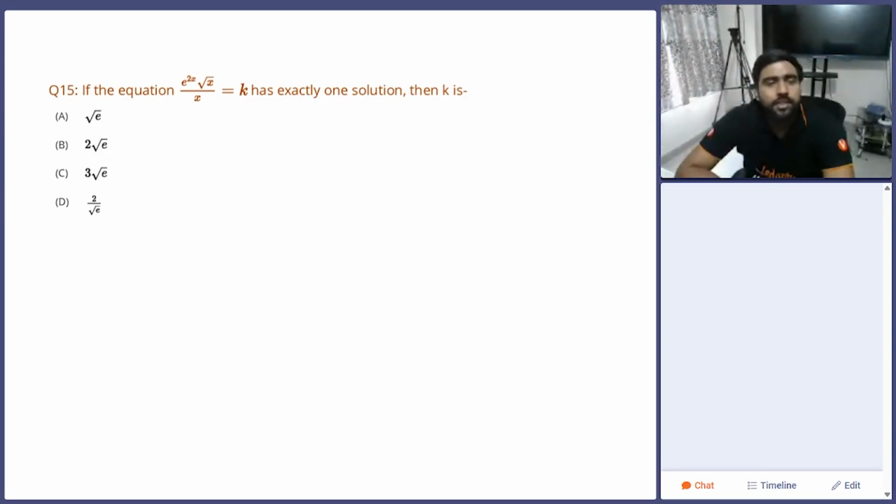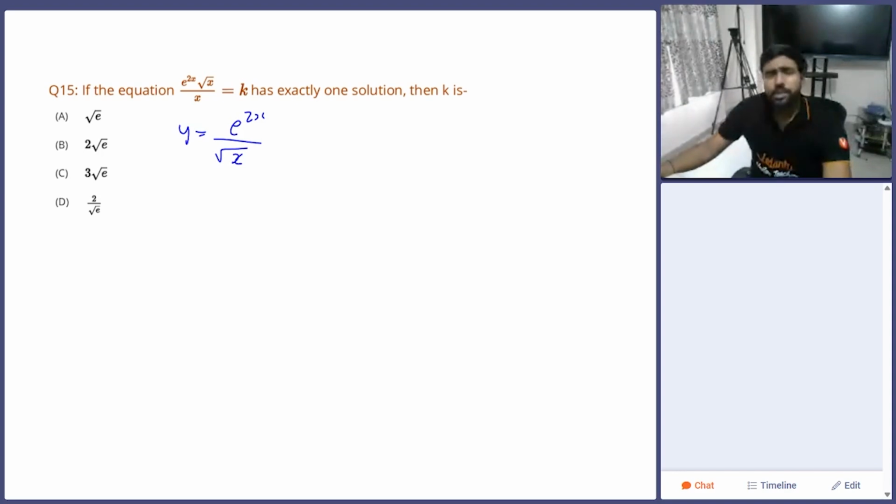Okay, let's look at the next one. We have an equation e power 2x into root x upon x, which is e power 2x divided by root x, and you have been told that it is equal to some constant, this is one line, and y equal to k.